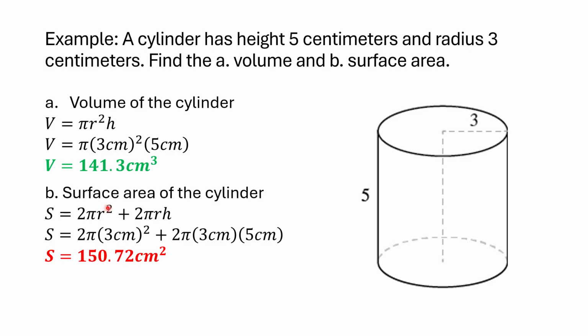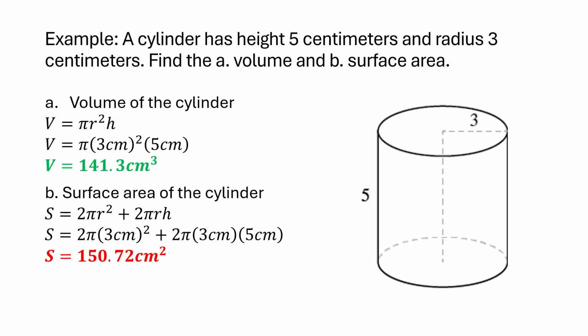And the surface area equal to 2 pi r squared plus 2 pi rh. Substituting the given, we got the surface area equal to 150.72 centimeters squared, or square centimeters.